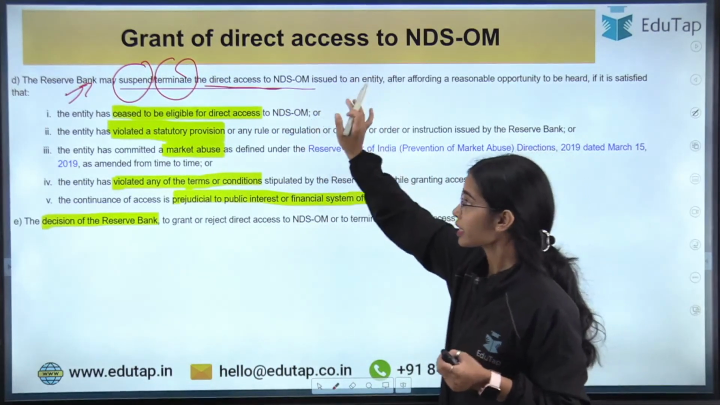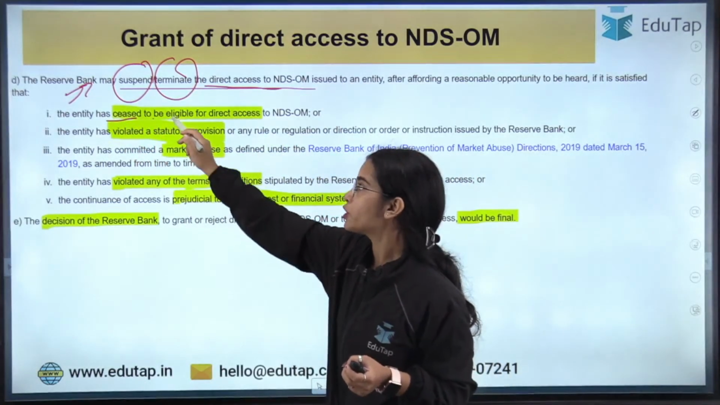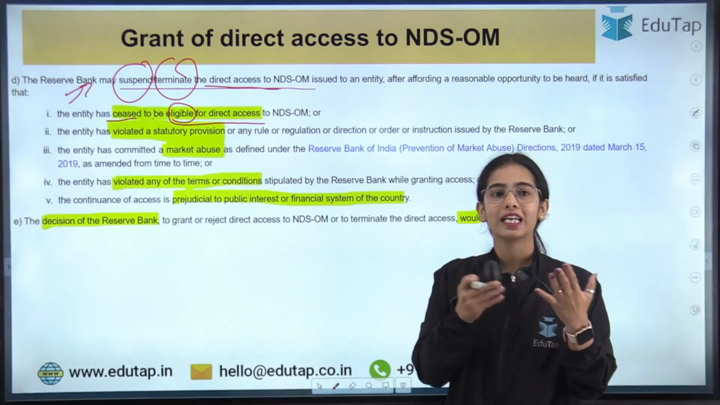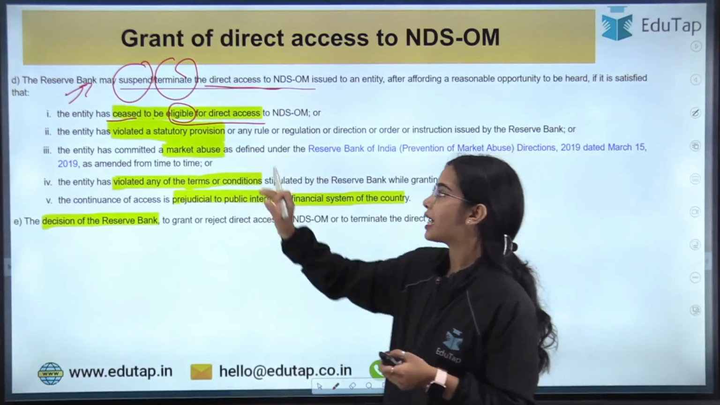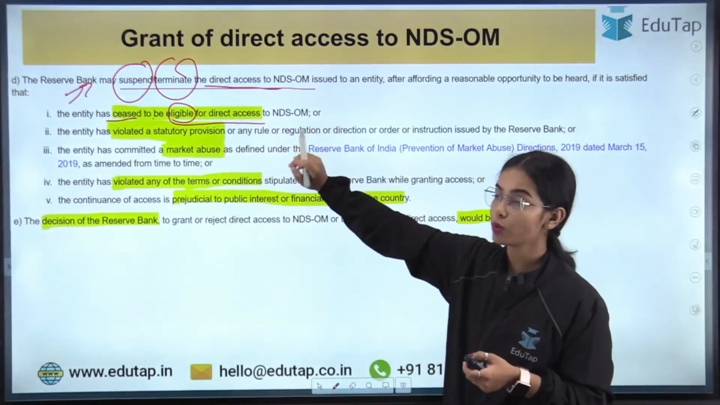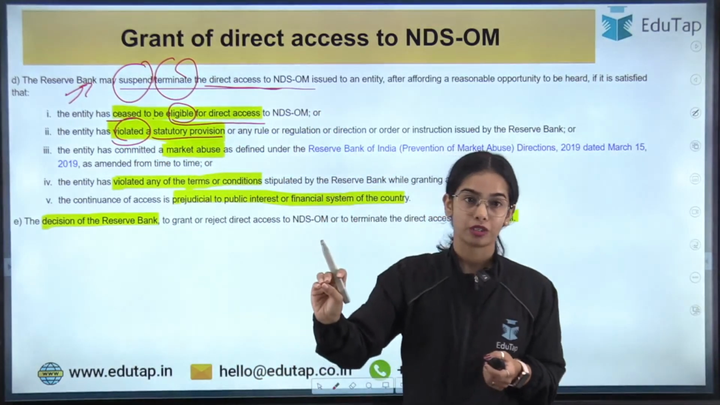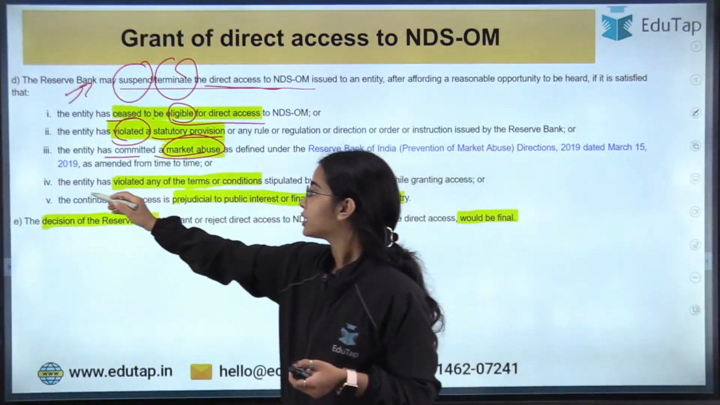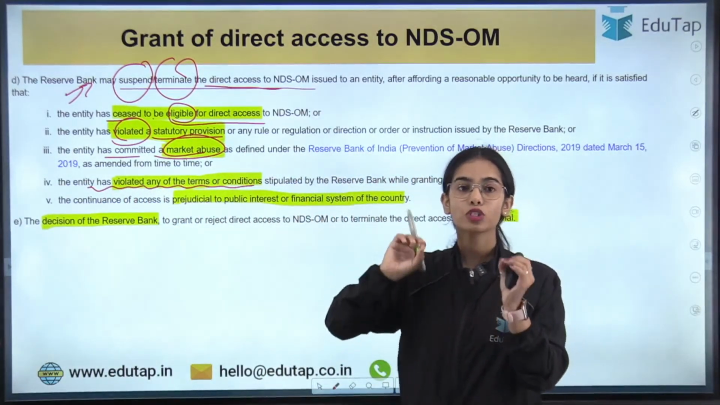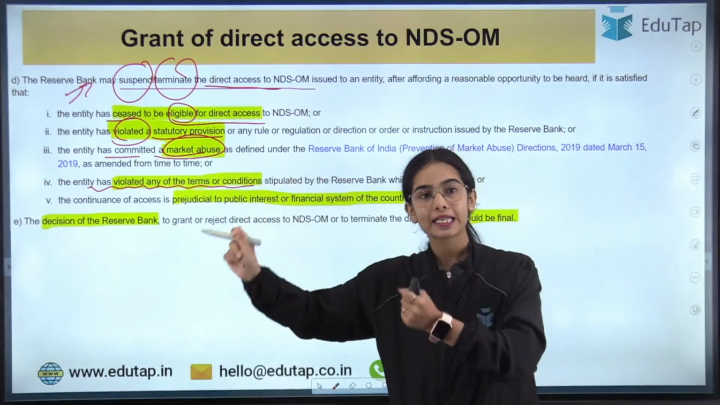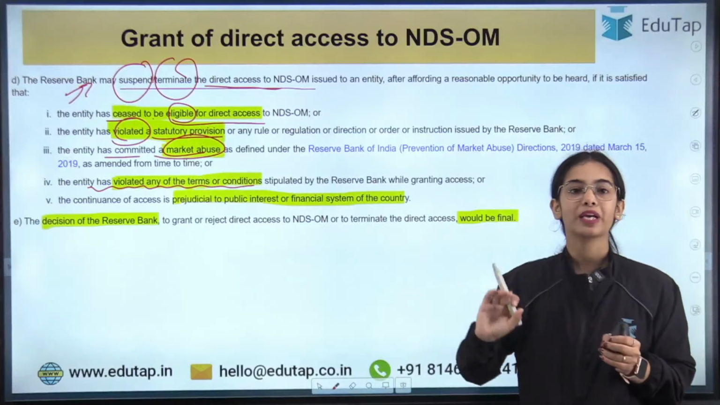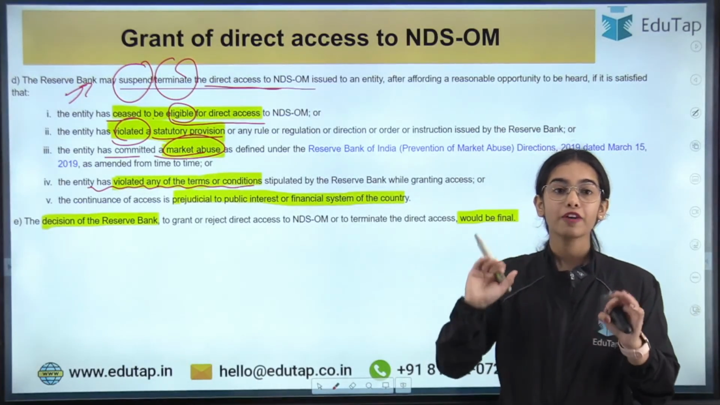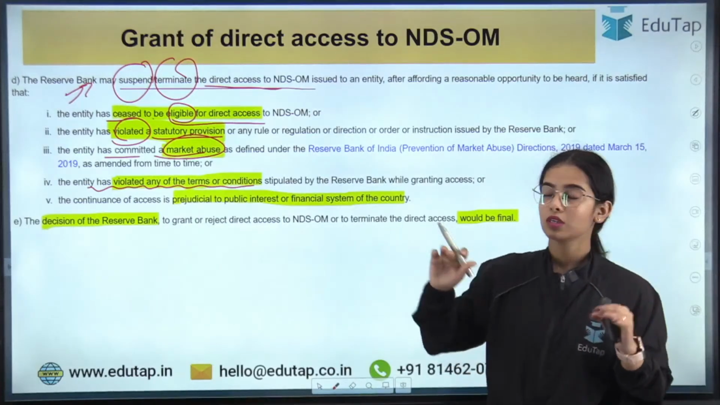NDS OM also. In case the entity has ceased or stopped to be eligible for direct access, maybe the SGL account has been terminated or the current account has been terminated, so the eligibility criteria are not being met now. Or the entity has violated a legal provision of the Reserve Bank of India. The entity has committed a market abuse or has done something wrong. The entity has violated any of the terms and conditions given by the Reserve Bank of India while giving direct access. While giving the direct access, the RBI can also put some terms and conditions, that you can only trade this much value of the government securities. If you violate that term and condition, your direct access can be stopped.